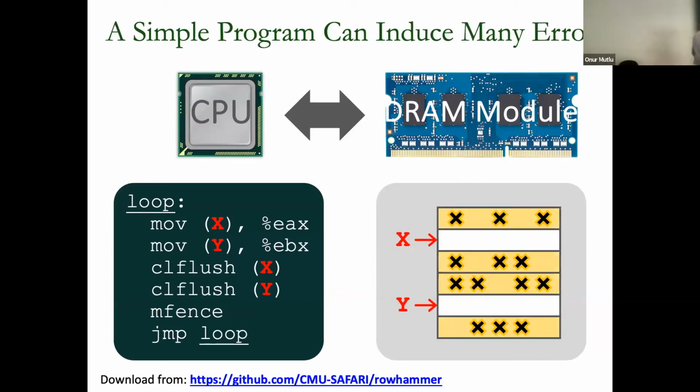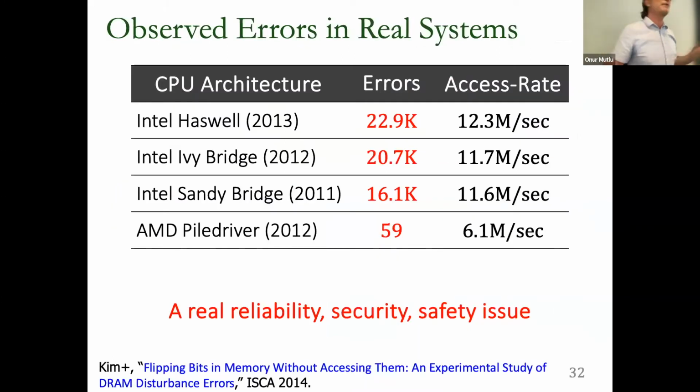In this paper, we also showed that if X and Y are selected such that there's only one row sandwiched between X and Y, you get a lot more bitflips. This is called double-sided hammering. But most of the experiments in our paper were single-sided hammering. Double-sided hammering is actually much worse because you increase the electrical interference that happens, coupling essentially. And we observed errors in real systems with that code.